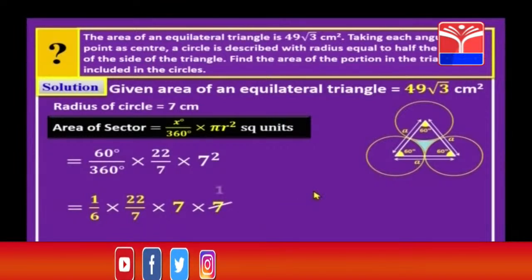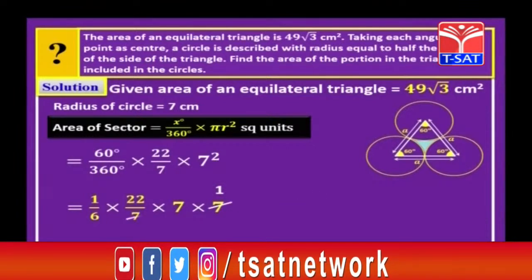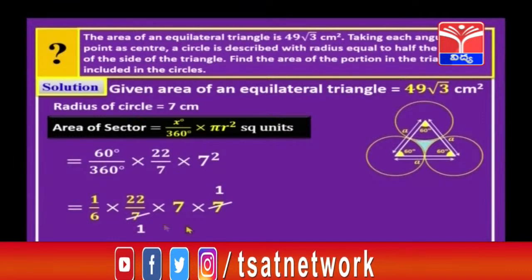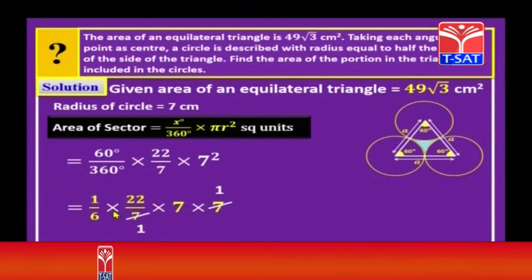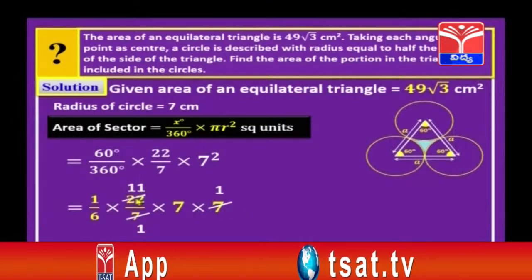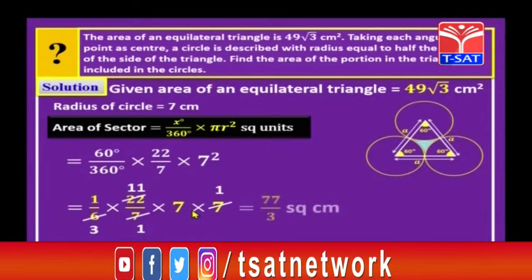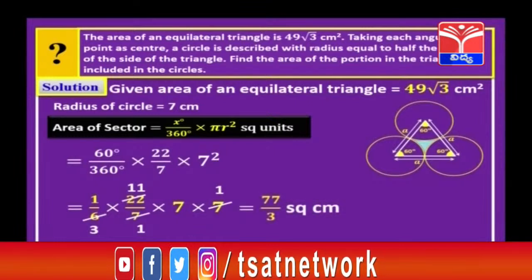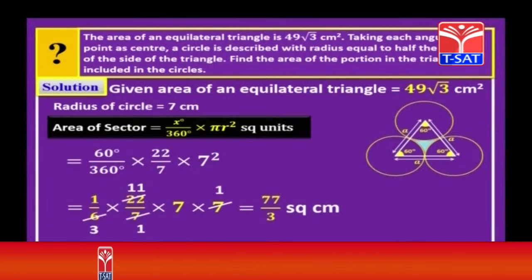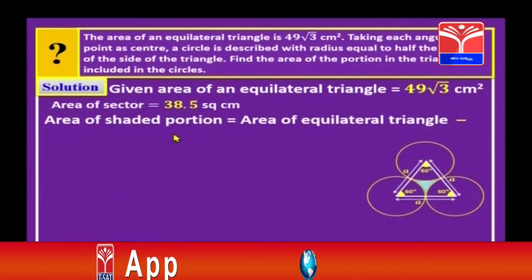Now further simplification, here 7 goes in 7 one time, again in the denominator 7 goes in 7 one time. So we are left with how much, children, now? Yes. So again I can cancel 22 with 2, 11 times, and 6, it goes 3 times. We are left with 11 into 7, 77 by 3 square centimeters. So this is the area of one sector. So what is the area of the shaded portion, children?